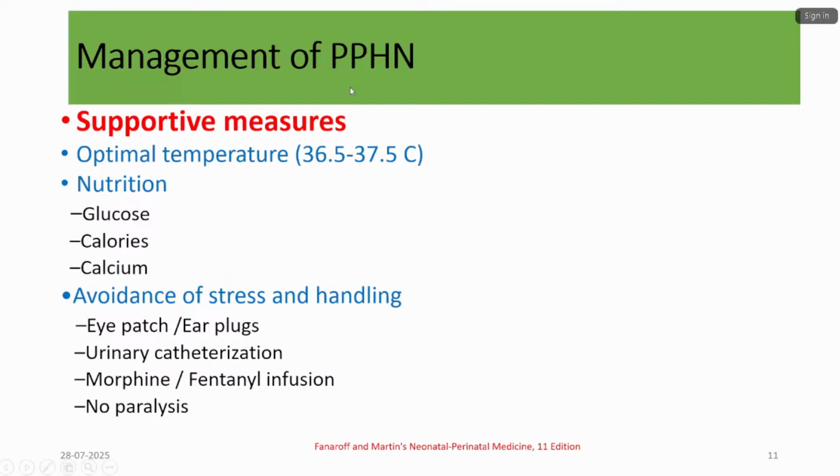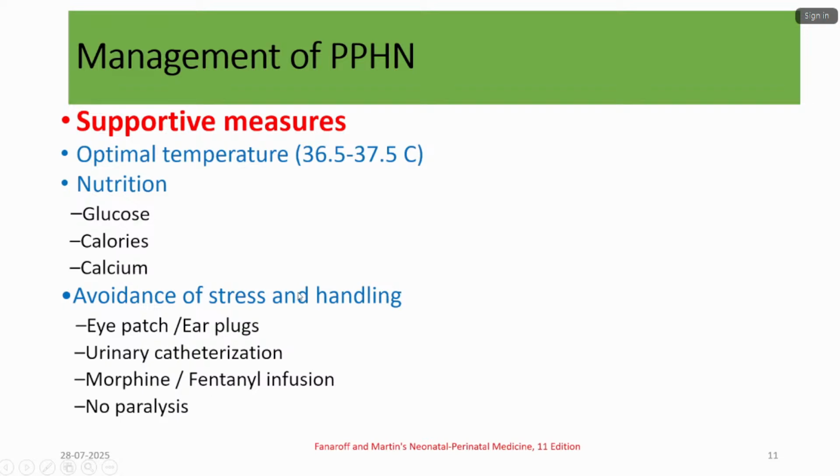Now comes the management of the PPHN. The first part is supportive measures. In this, we maintain the temperature. The optimal temperature is 36.5 to 37.5. And then nutrition: maintain euglycemia, calorie intake, and maintain calcium level.